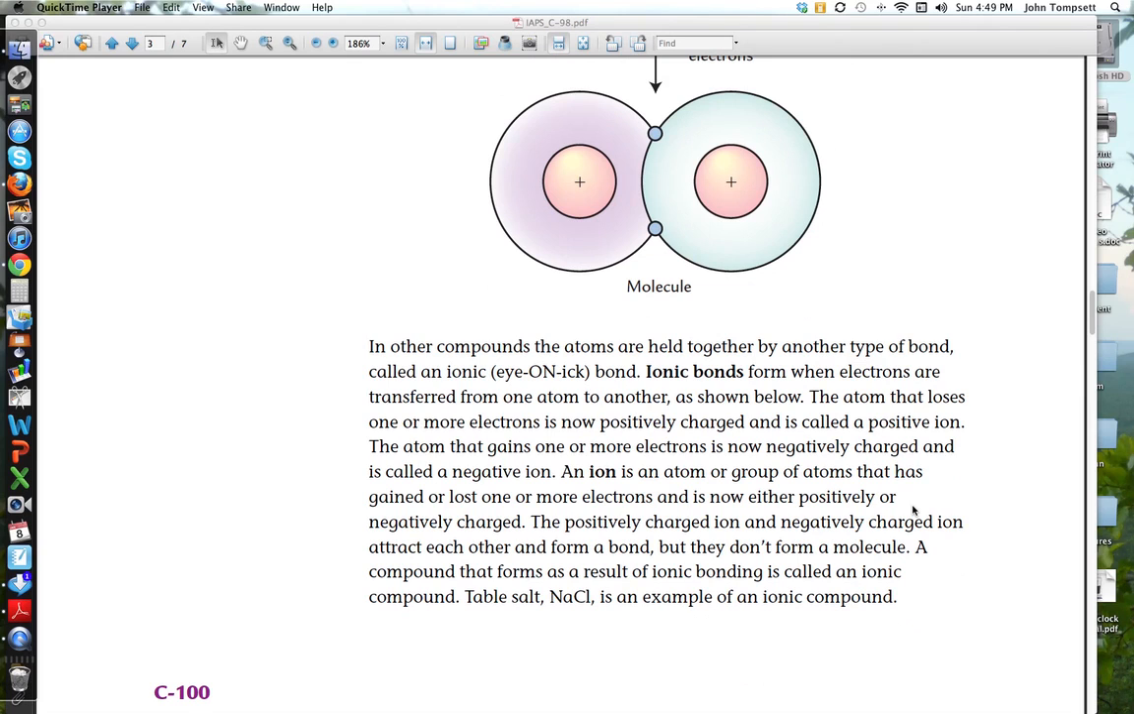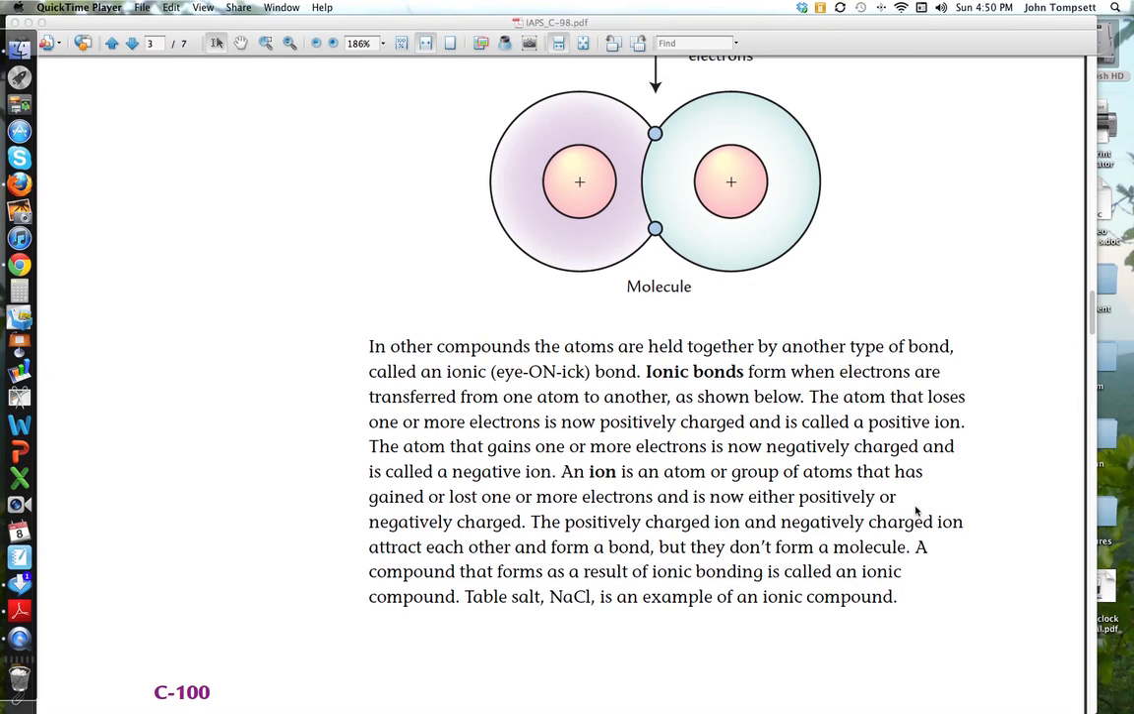In other compounds, the atoms are held together by another type of bond called an ionic bond. Ionic bonds form when electrons are transferred from one atom to another, as shown below. The atom that loses one or more electrons is now positively charged and is called a positive ion. The atom that gains one or more electrons is now negatively charged and is called a negative ion. An ion is an atom or a group of atoms that has gained or lost one or more electrons and is now either positively or negatively charged.